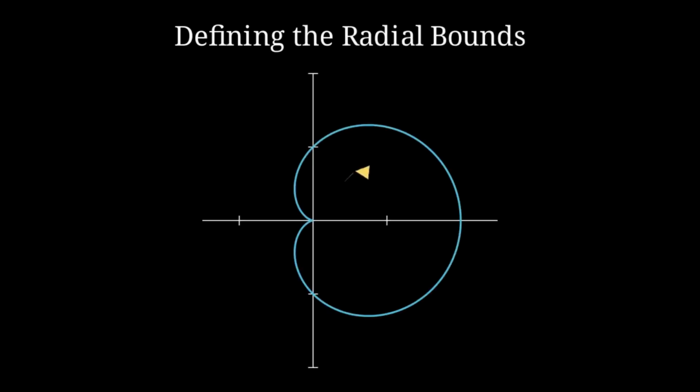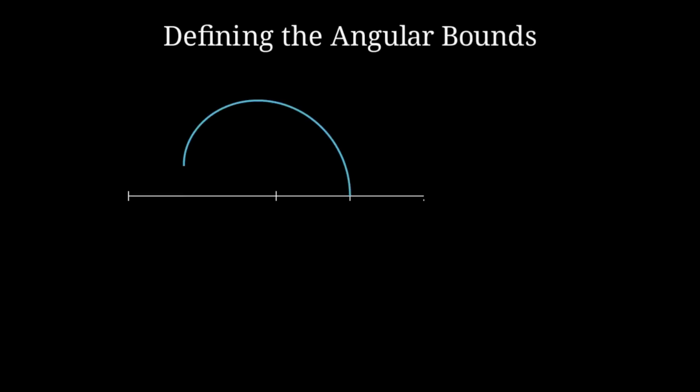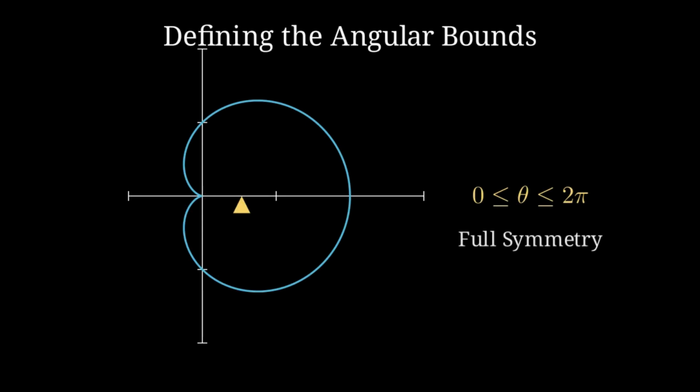To set our integration limits, we look at the radial direction. For any given angle theta, the region starts at the origin where r is 0 and extends outward until it hits the boundary of the cardioid, defined by our function. Next, we determine the angular bounds. To trace the entire cardioid exactly once, we must sweep our angle from 0 all the way to 2 pi. This covers the top and bottom halves of the heart shape completely.